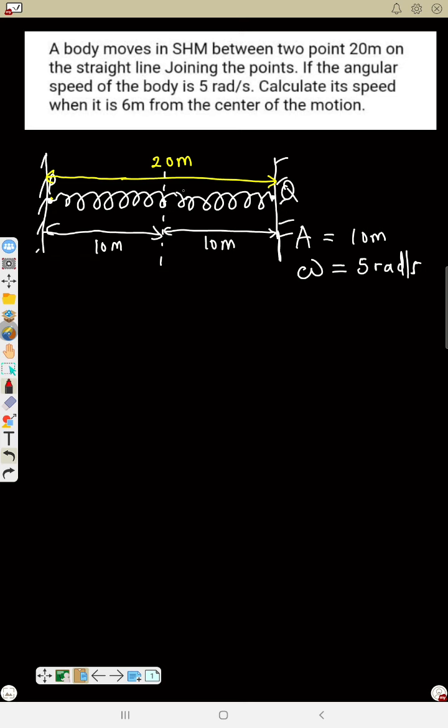So this is the center now, 6 meters from the center of the motion. That means as the object is moving, let's say as you are dragging the object in this direction, it is 6 meters. So from here to here, it has just covered 6 meters. The question is only asking us for the speed when it has traveled 6 meters, but this point now is the maximum displacement of the object. So here now is x. Let's call x equals 6 meters.